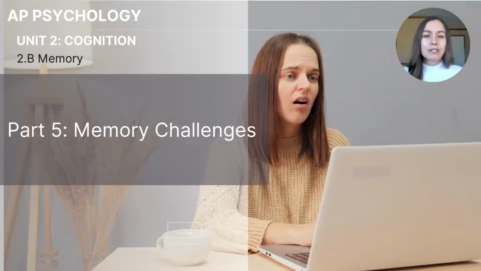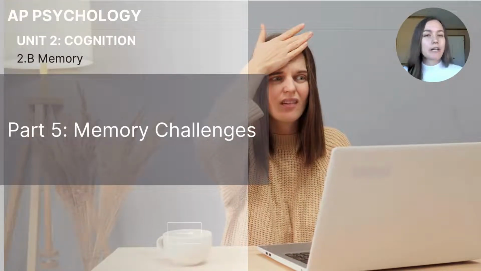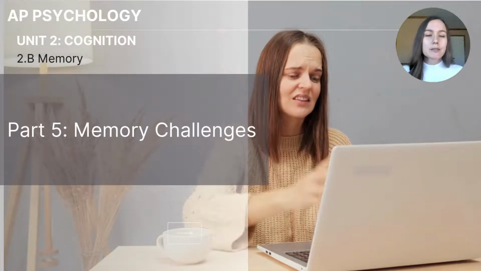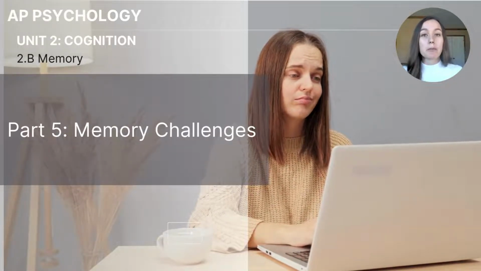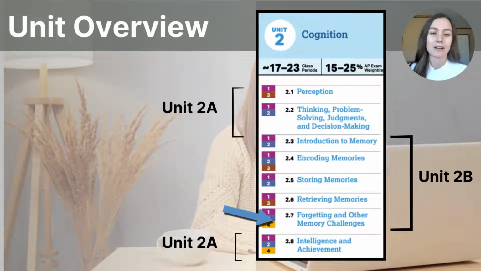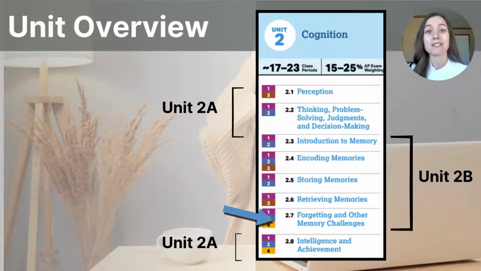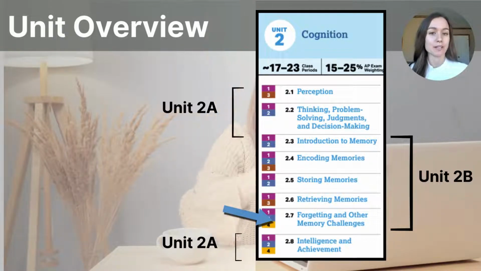Hi everyone, this video is part 5 of the memory series for AP Psychology students in the Unit 2 content about cognition. This particular lesson will focus on memory challenges. As you can see on the unit outline, we are at the end of the 2B series on memory, and you'll be happy to know this is the final video of Unit 2 as a whole.